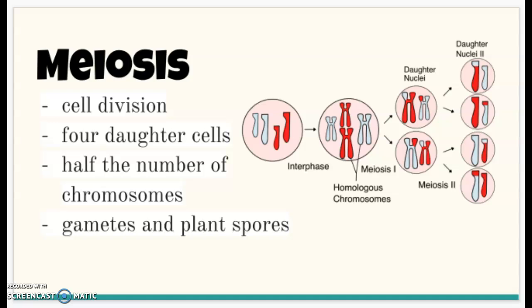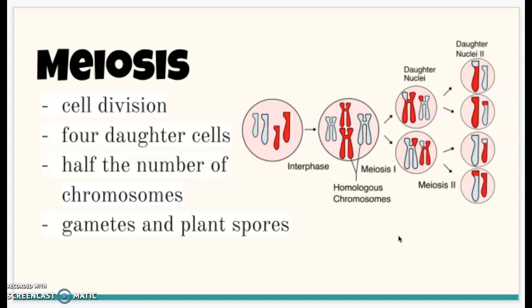And in order for this to happen, you actually have to split up the number of chromosomes that you have. Because if you don't split them in half, then every generation would double in the number of chromosomes. And we know that that's not what's supposed to happen. So in meiosis cell division, you get 4 daughter cells, and each of them has half the number of chromosomes. So if you started off with 4, then you'd split to 2, and then each of these would have half of the 2.